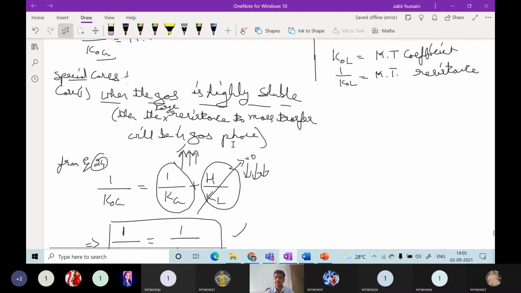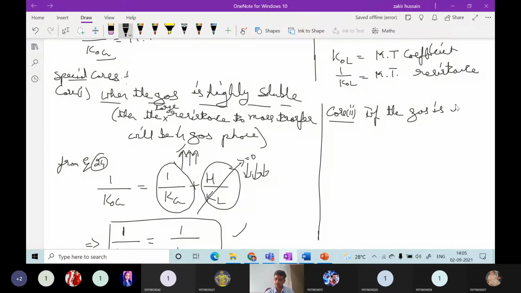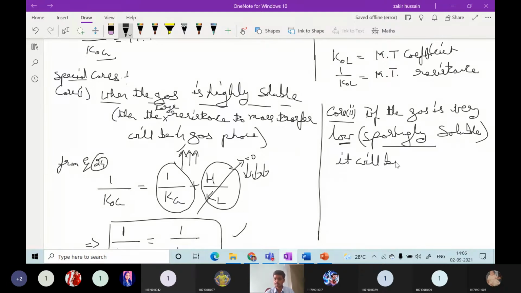Then case 2: if the gas is very low soluble, or we can say sparingly soluble. Then what happens if the solubility of the gas is very low? It means the resistance to mass transfer will not be in the gas phase. It will be in the liquid phase. Resistance to mass transfer will be in the liquid phase.